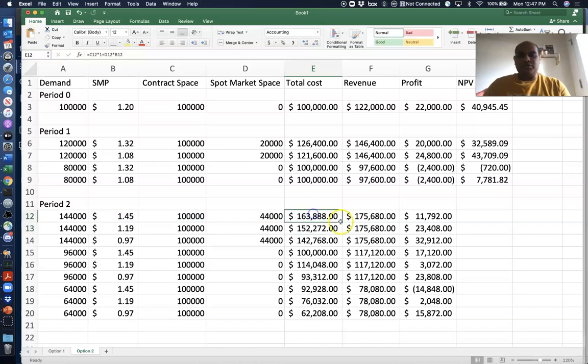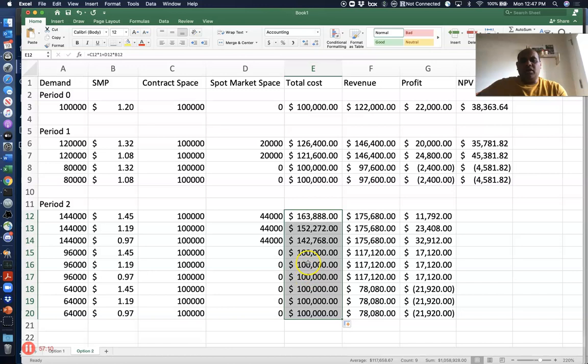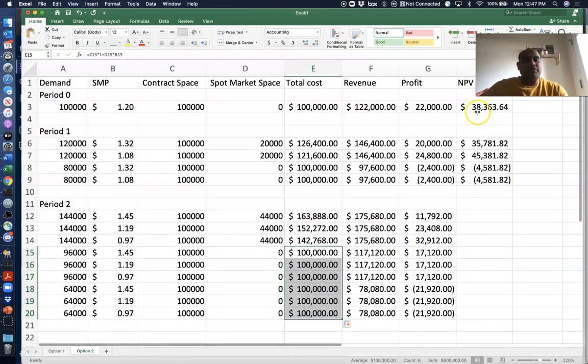There you go. I'm just copy pasting the formulas. That's all I'm doing. In all of these cases, when demand is less than or equal to the 100,000 units, you will just pay 100,000 units because you signed a fixed contract, and that's the net present value. So the net present value now is $38,363.64. Again, I didn't have to go through any of these tedious calculations. Once I set them up, they're all there. I just have to copy the sheets and make multiple options, right?